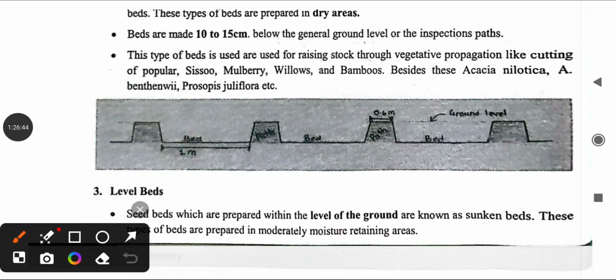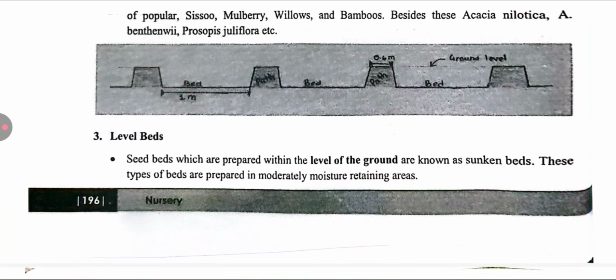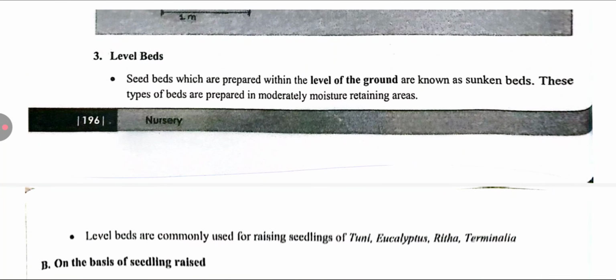And this type of bed is used for raising stock through vegetative propagation, like cuttings of poplar, sisso, mulberry, willow, bamboo. Besides this, Acacia nilotica, Acacia benthamii, Prosopis juliflora.